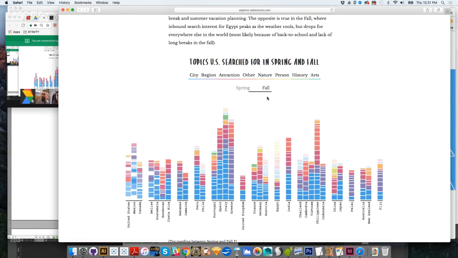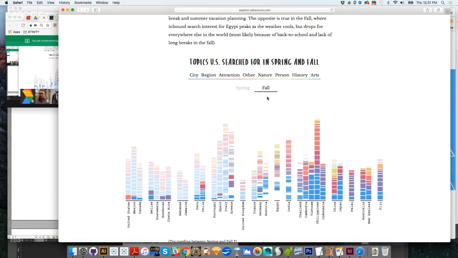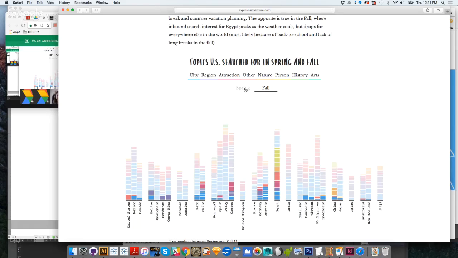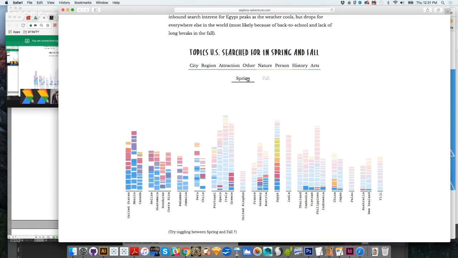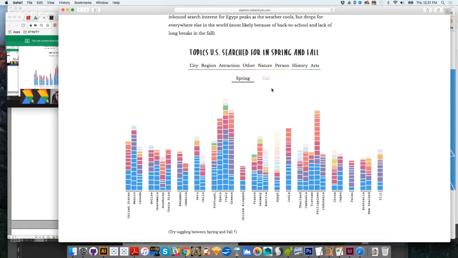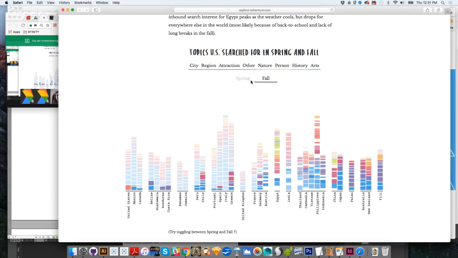And then this section is about something really interesting that I learned while exploring and building my tool, which is that there's a really interesting seasonal trend to how we search in the United States, which is that we search a lot in the spring.